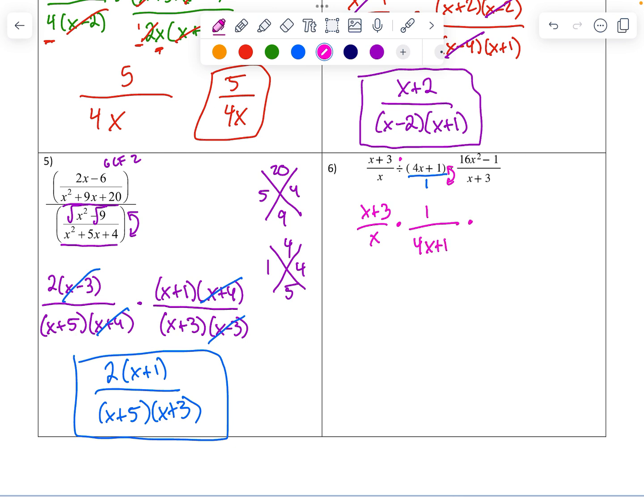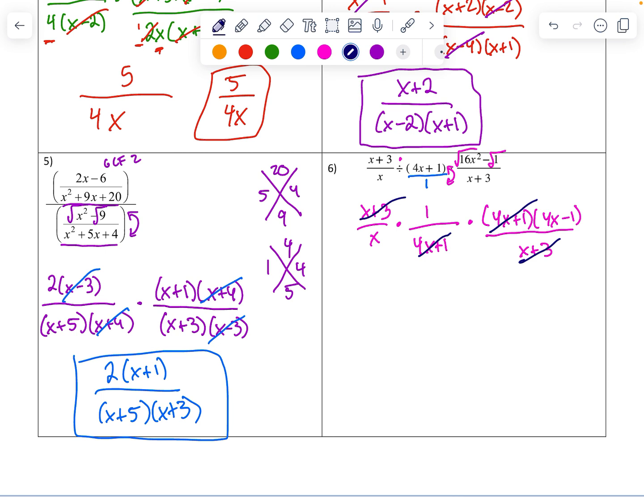Ooh, I can factor that top. This is difference of squares. I've got 2 perfect squares and a minus sign. So that'll be a 4x plus 1 and a 4x minus 1. And x plus 3 stays the same. So looking on the top and the bottom for groups that match, x plus 3 and x plus 3 equal 1. 4x plus 1, 4x plus 1 equal 1.